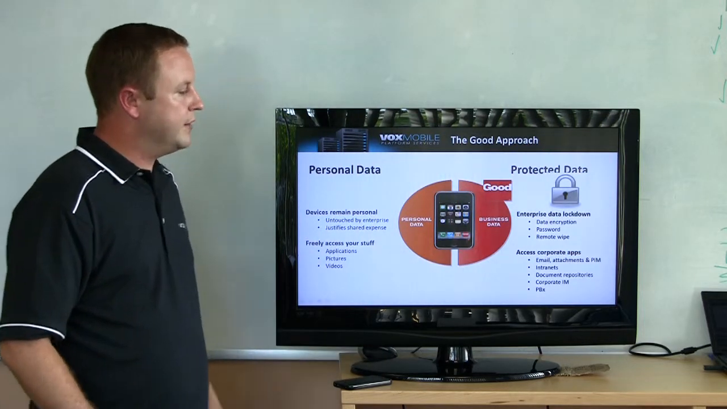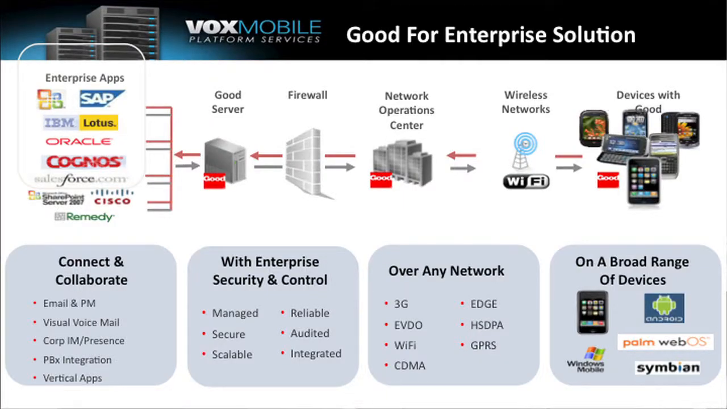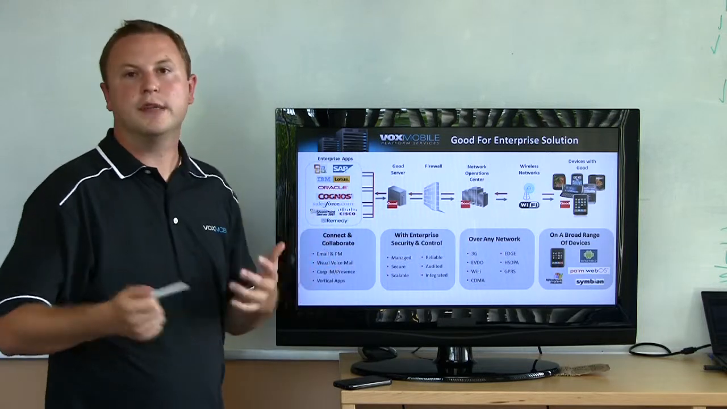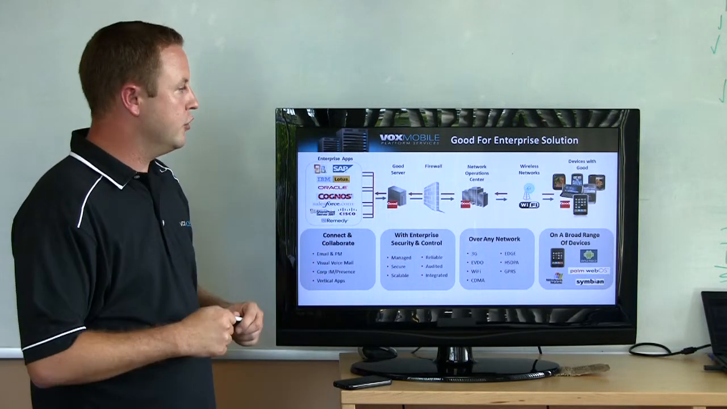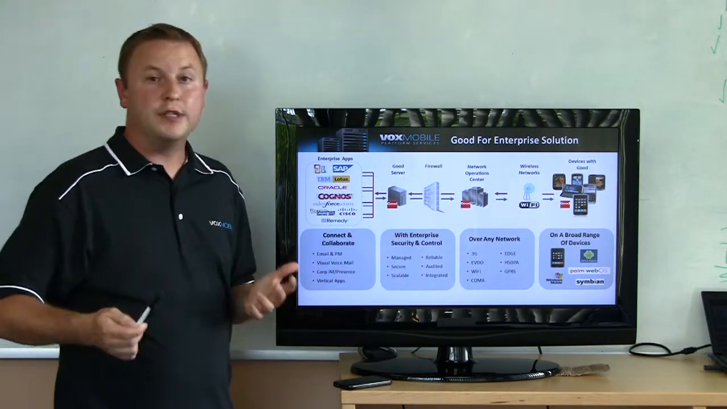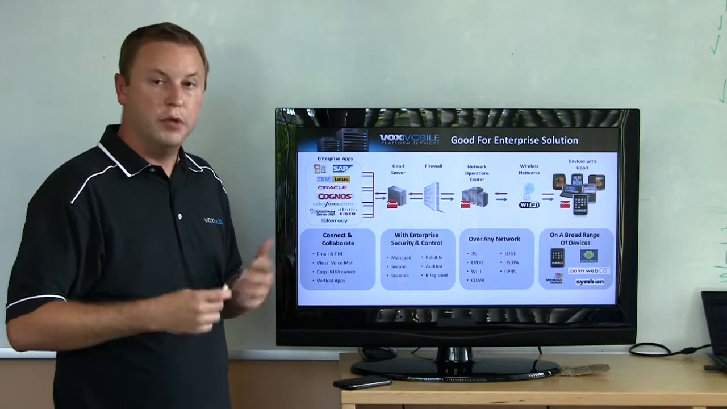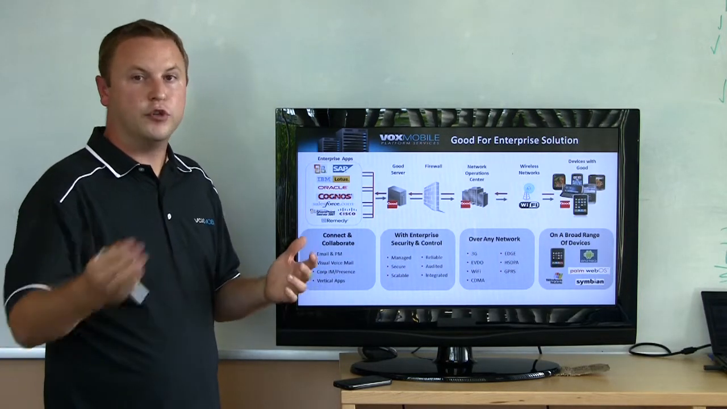So what does the Good for Enterprise solution look like? Well, it looks a lot like your BES environment. You have devices that are out in your end users' hands, connecting through all the available wireless providers, AT&T, Verizon, Sprint. Devices across all these providers will work. You have a NOC. You've bought into the NOC strategy from a BlackBerry perspective. Well, Good has NOCs around the country, and all the data goes through the NOC.